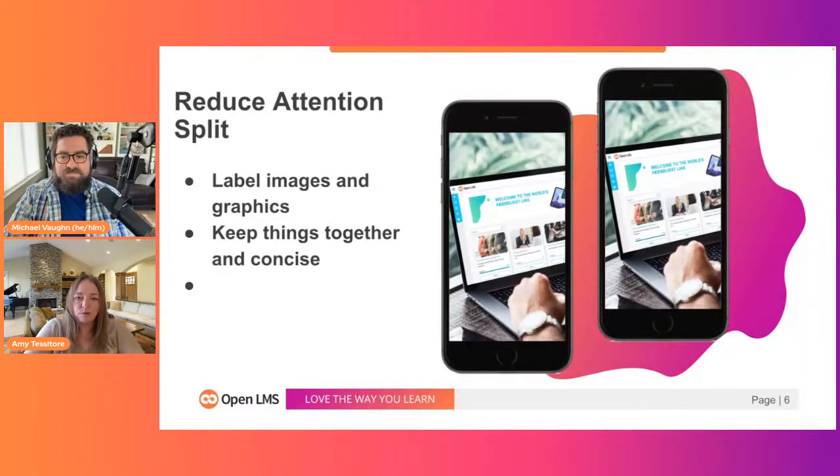So when we talk about reducing attention split, we are still going to provide multiple inputs for information, but we're going to make them sequential, right? We're not going to say, look at this graphic and then bring this up on your phone and answer this Kahoot, but watch my PowerPoint slide at the same time. That's not super effective. So what we want to do is make sure that when we provide input to a learner, we are giving them all of the information they need in that single input.